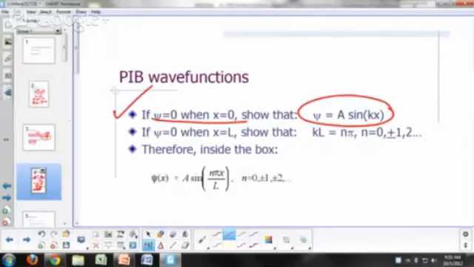Now, your second boundary condition: psi must be equal to 0 when x equals L. Okay, and it's going to lead to this conclusion right here that k times L must be an integer multiple of pi. So it's going to be n pi, where n can be 0, 1, 2, 3, and so on. All right, let's look at that.